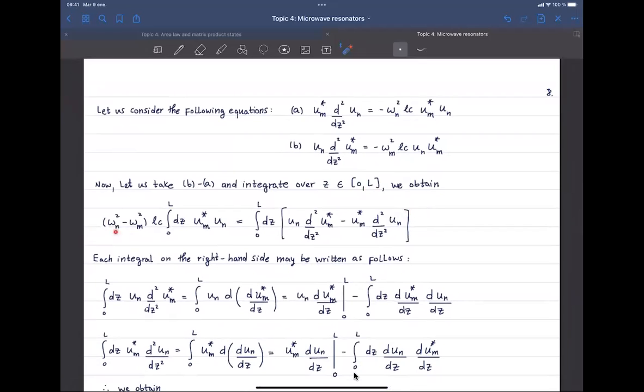On the left part, this is interesting because here you see the difference between omega n square and omega m square. But here we see essentially this is our definition for the inner product of these functions. On the right hand side, you may have something related with second derivatives of u star and u and u.